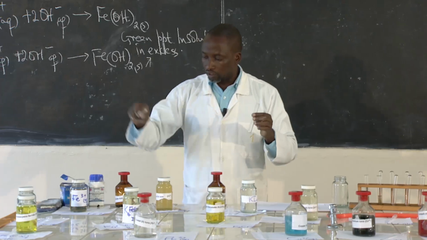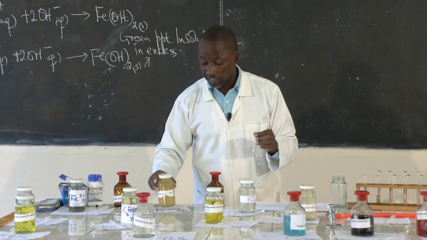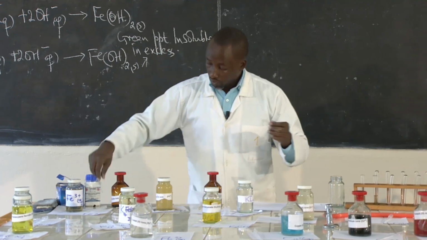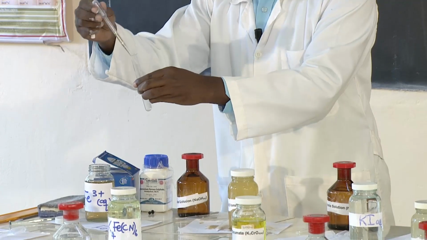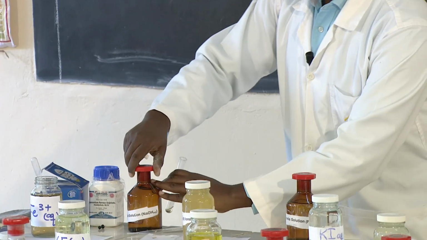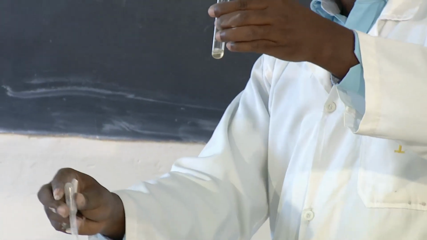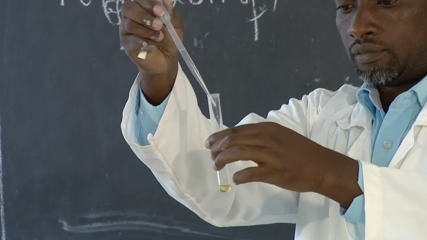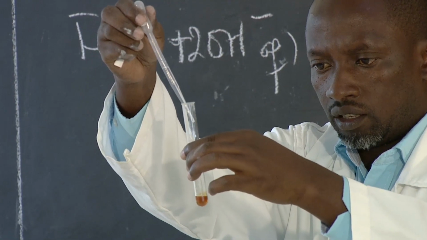So we do the same with iron 3. This was iron 2, then we'll see the difference. This is iron 3. Just take a few drops of iron 3, two or 3 cubic centimeters. Then we can also look at sodium hydroxide. We'll add a few drops. Wonderful. So you see, this is iron 3.